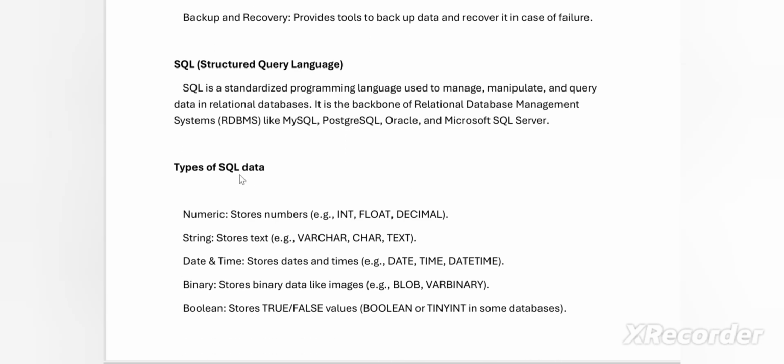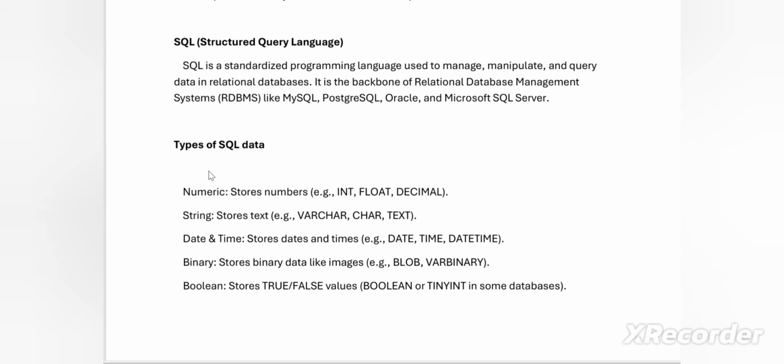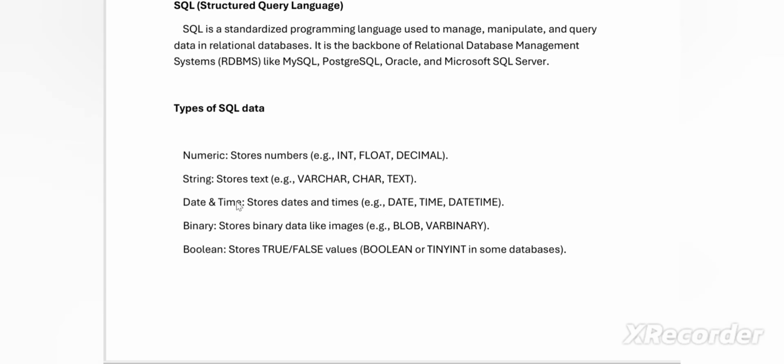And next, coming to types of SQL data, we will be having types like numeric, where the data is stored in the form of numbers like int, float, and decimal. And next one is string. It stores the data in the form of strings, that is text. The examples are varchar, char, and text. And next, the data type is date and time, which stores dates and times. Examples: date, time, and datetime.